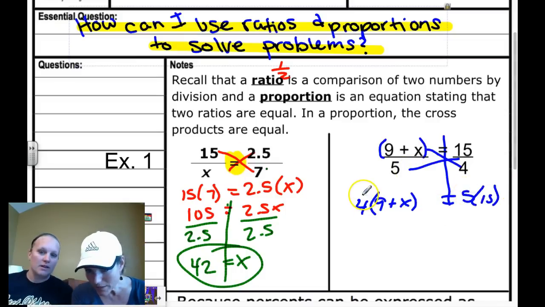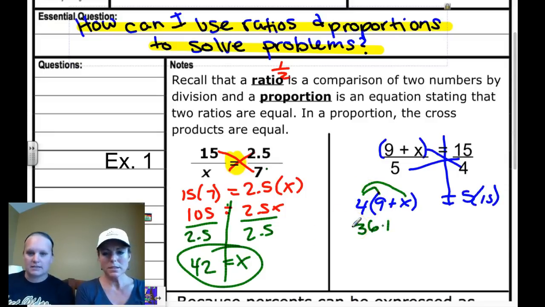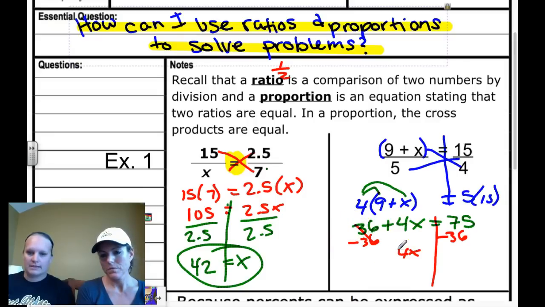So should we draw? Okay, we'd have the two x's here showing cross multiplying. Yes, there we go. So here we have to distribute. So 4 times 9 is 36 plus 4x is equal to 75. Now look at the left side, look at the right side of the equation. We can't simplify. Nope. We want to keep the x on the left side, so we're going to move the 36. So I get 4x is equal to 39.